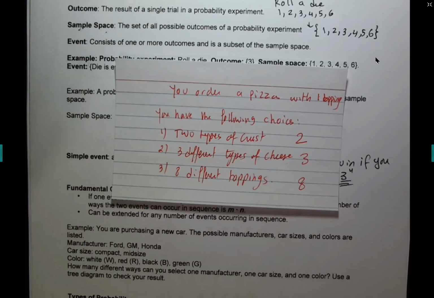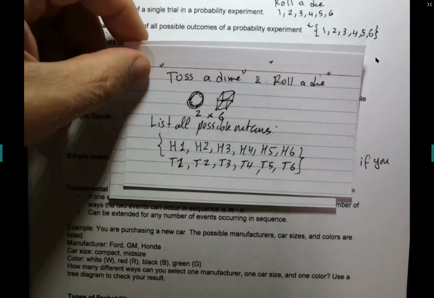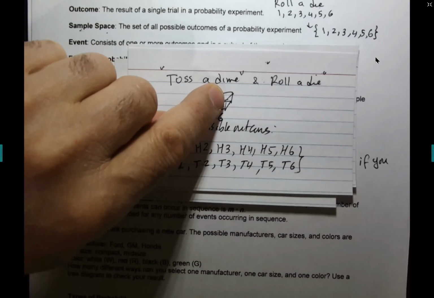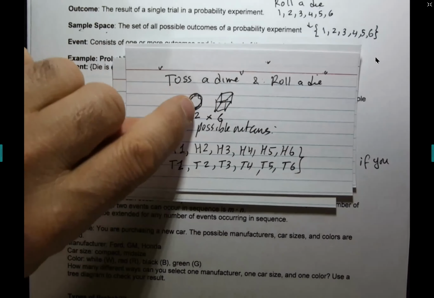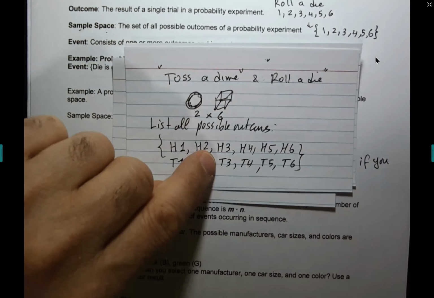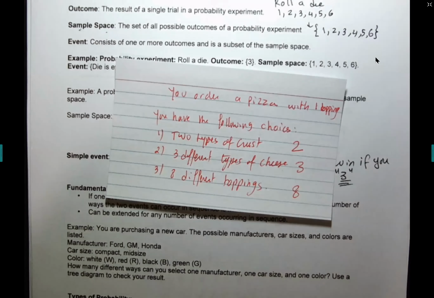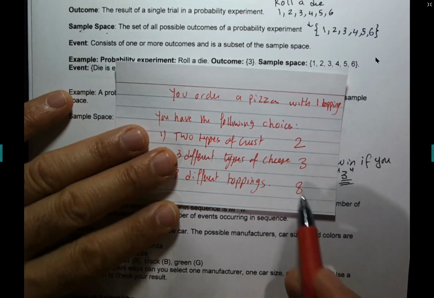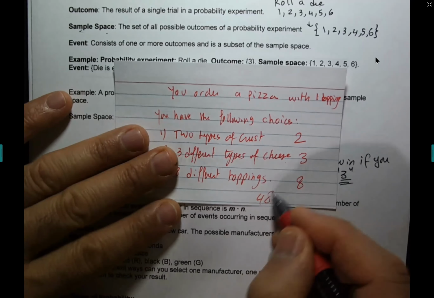Let me show you. When we did this, you have 2 choices for the coin and 6 choices for the die. And what we did, we multiplied 2 by 6 to get the 12. And we're gonna do the same thing here, guys. So 2 times 3 is 6, times 8 is 48. And then you have 48.